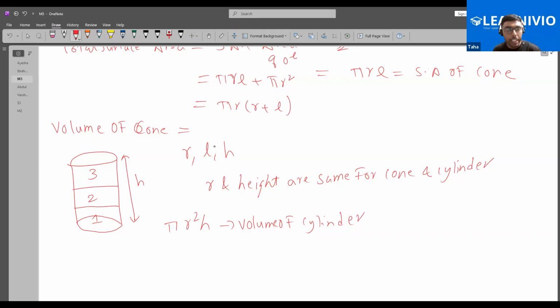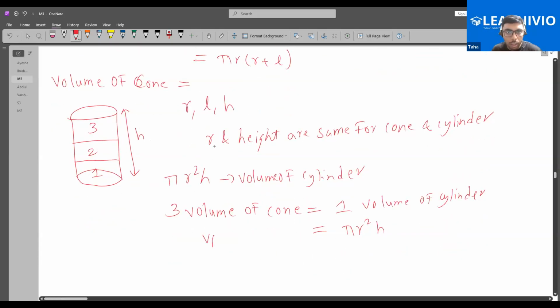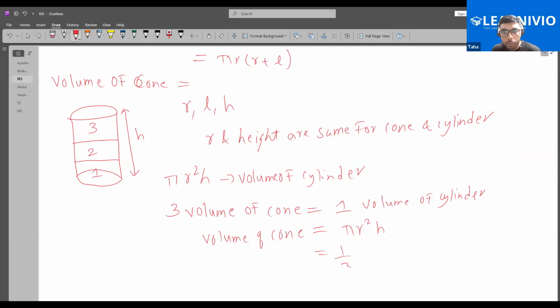All right, so the relation here is 3 times the volume of cone is equal to 1 volume of cylinder. We know the volume of cylinder is pi r square h. And over here, we can say that the volume of cone will be 1 by 3 pi r square h. Okay, this is how we get the volume of cone. So this is the relation between them.